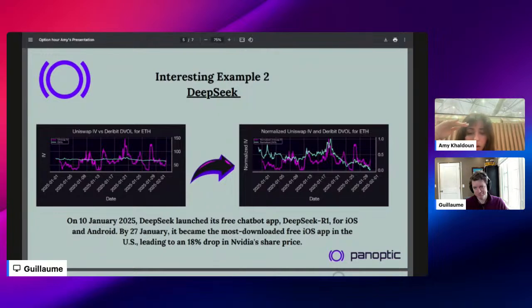So we can see around the 10th of January there's an increase in volatility for both of them, Uniswap and Deribit IV. At the end of the day, on top of these events, we still have ups and downs throughout the days and weeks, and we can play around to identify the reasons behind it.